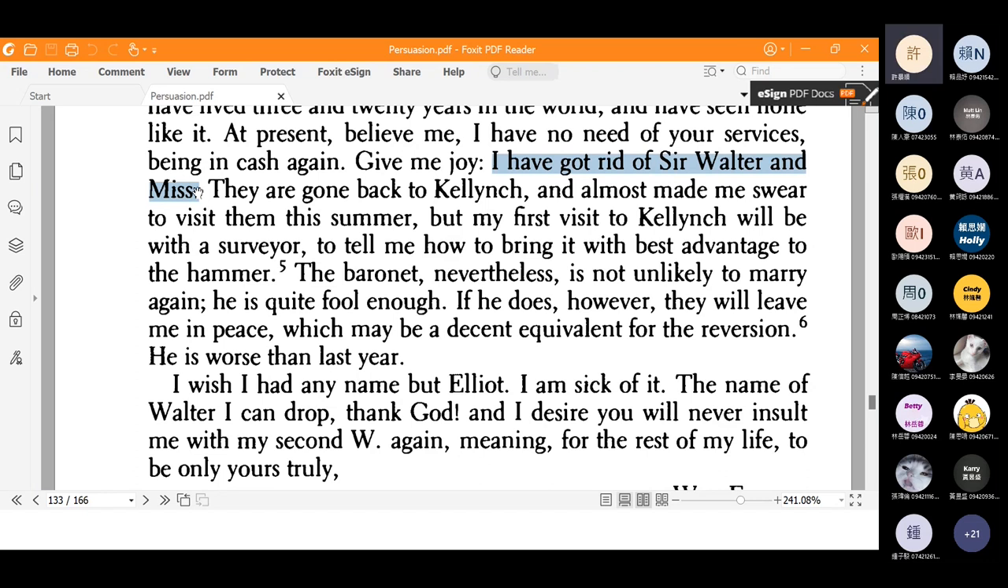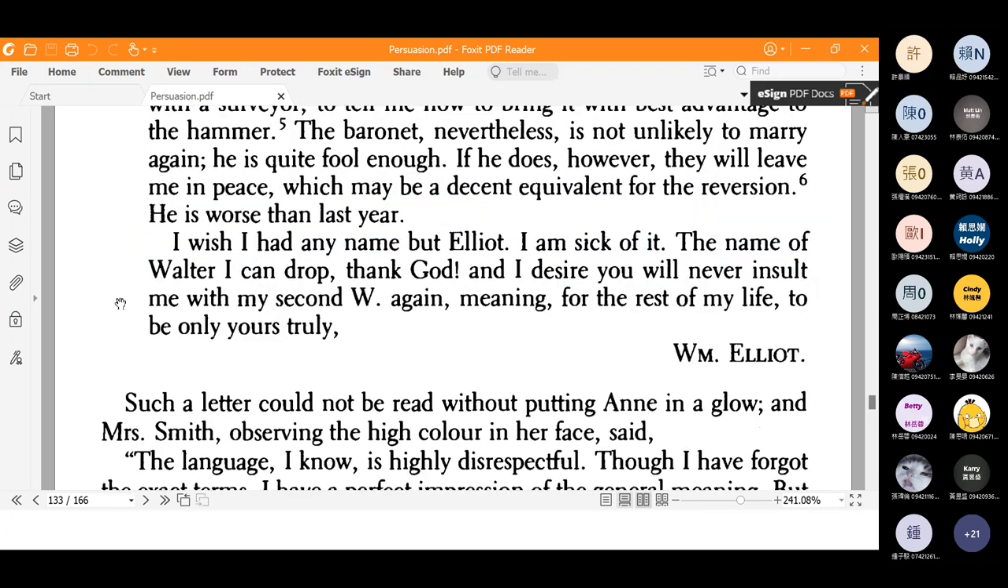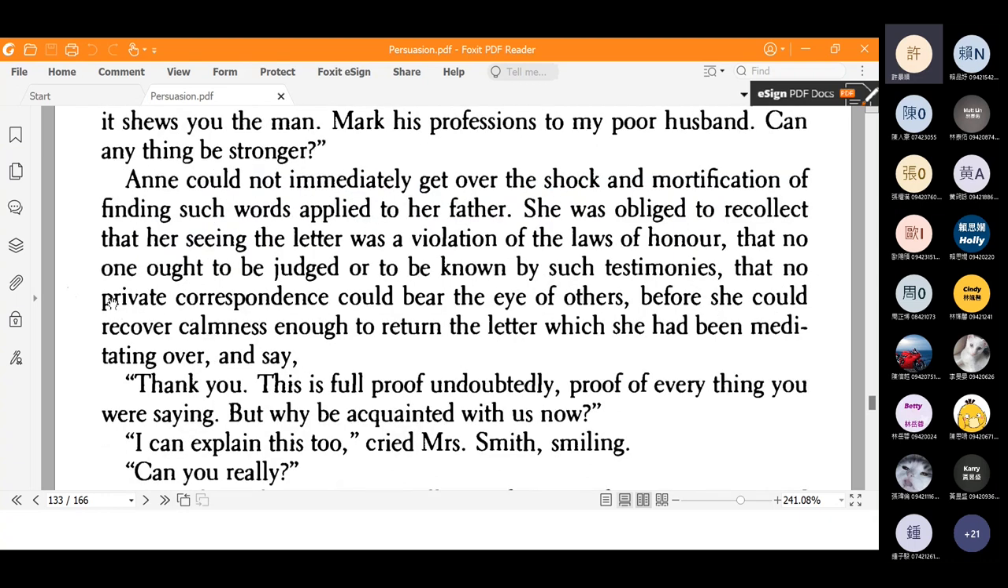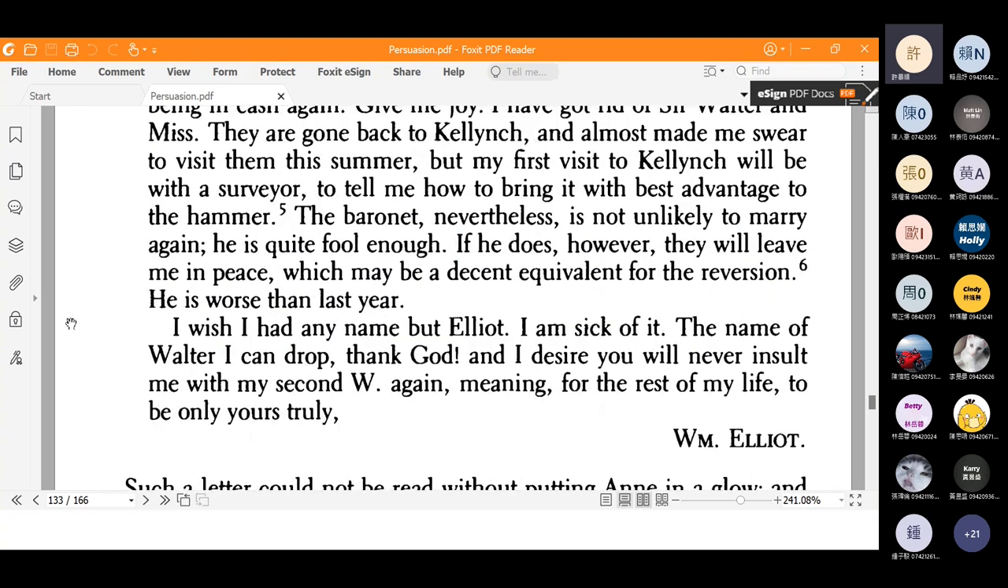They are gone back to Kellynch and almost made me swear to visit them this summer, but my first visit to Kellynch will be with a surveyor, 丈量师, to tell me how to bring it with best advantage to the hammer. And the footnote says that this means he wants to sell Kellynch. The hammer is the auctioneer's hammer, 拍卖师的那个小锤子. So he doesn't care about the land or the title, he just wants the money.